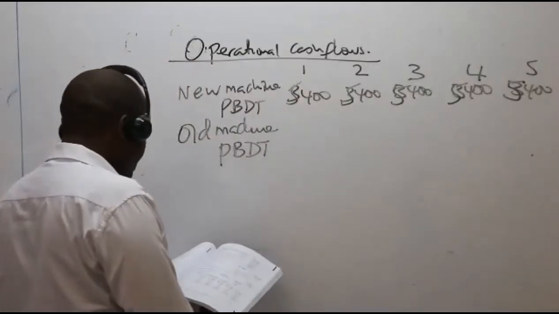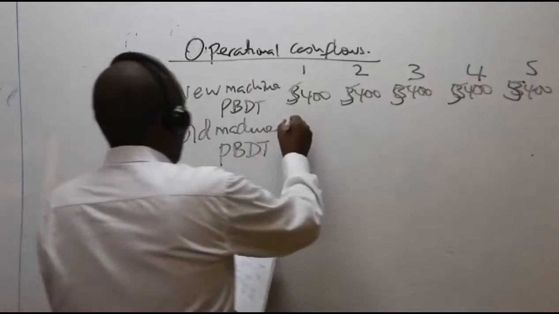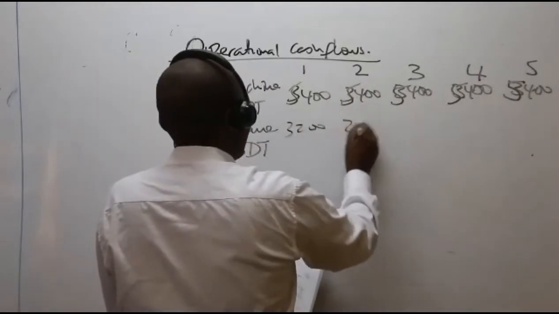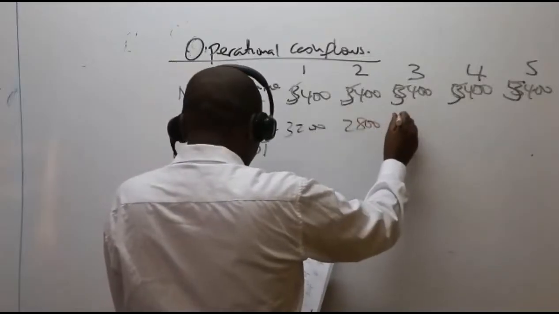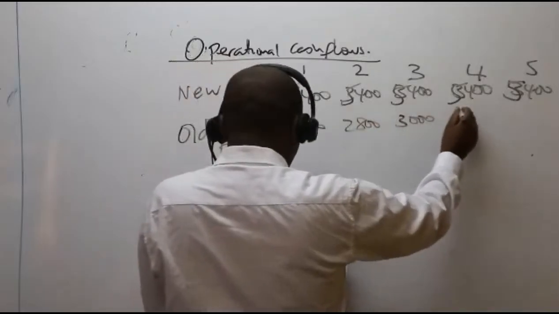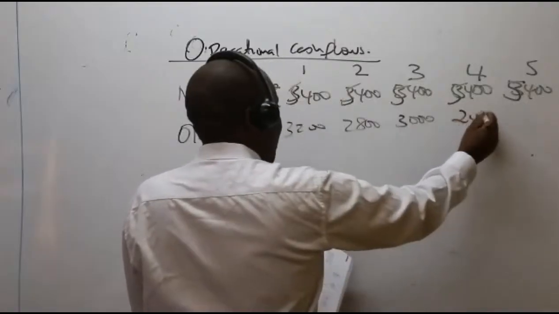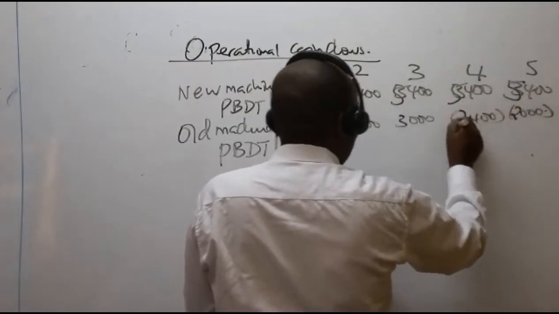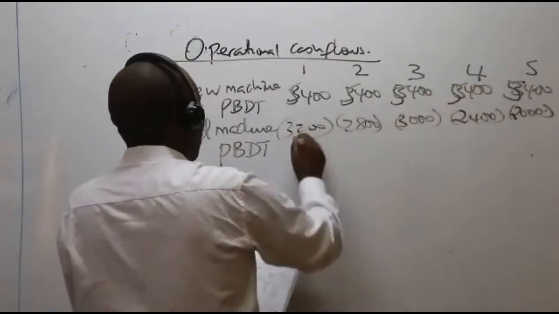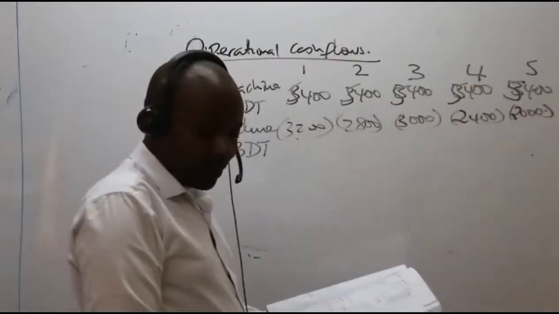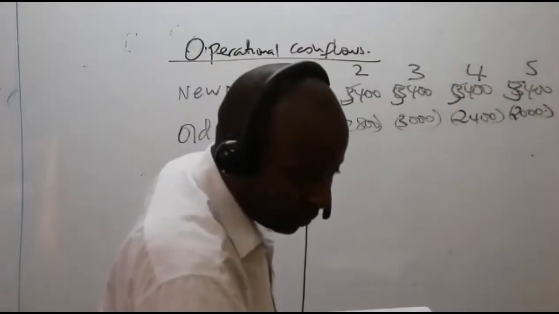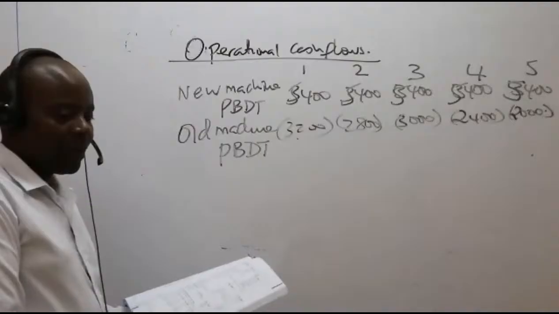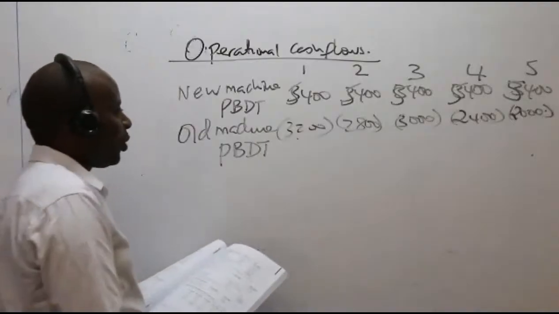The first year, we have got 3,200. 2,800. The other one is 3,000. We have 2,400. We have 2,000. So please subtract for you to get that incremental PBDT. Is there somebody who is able to give us that incremental PBDT?